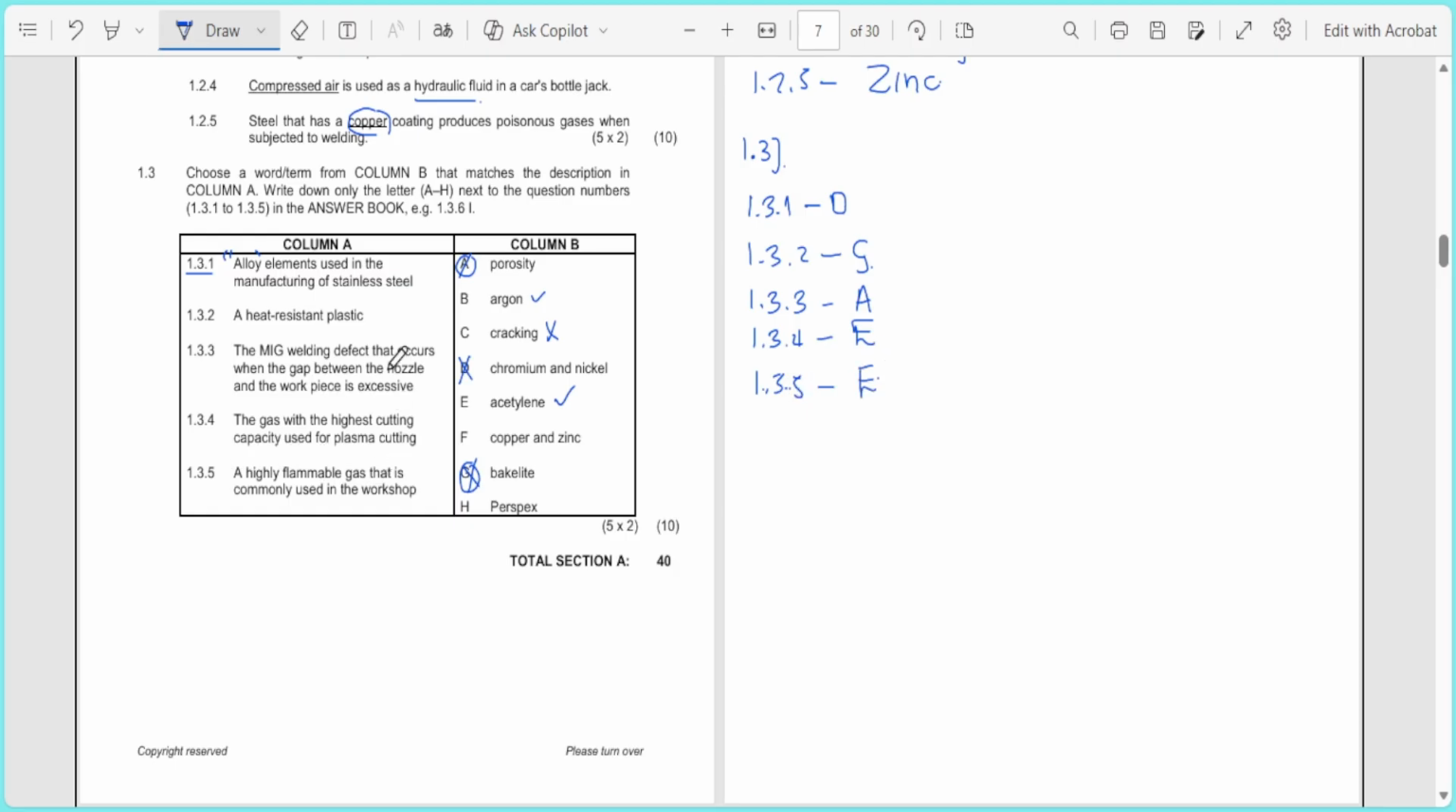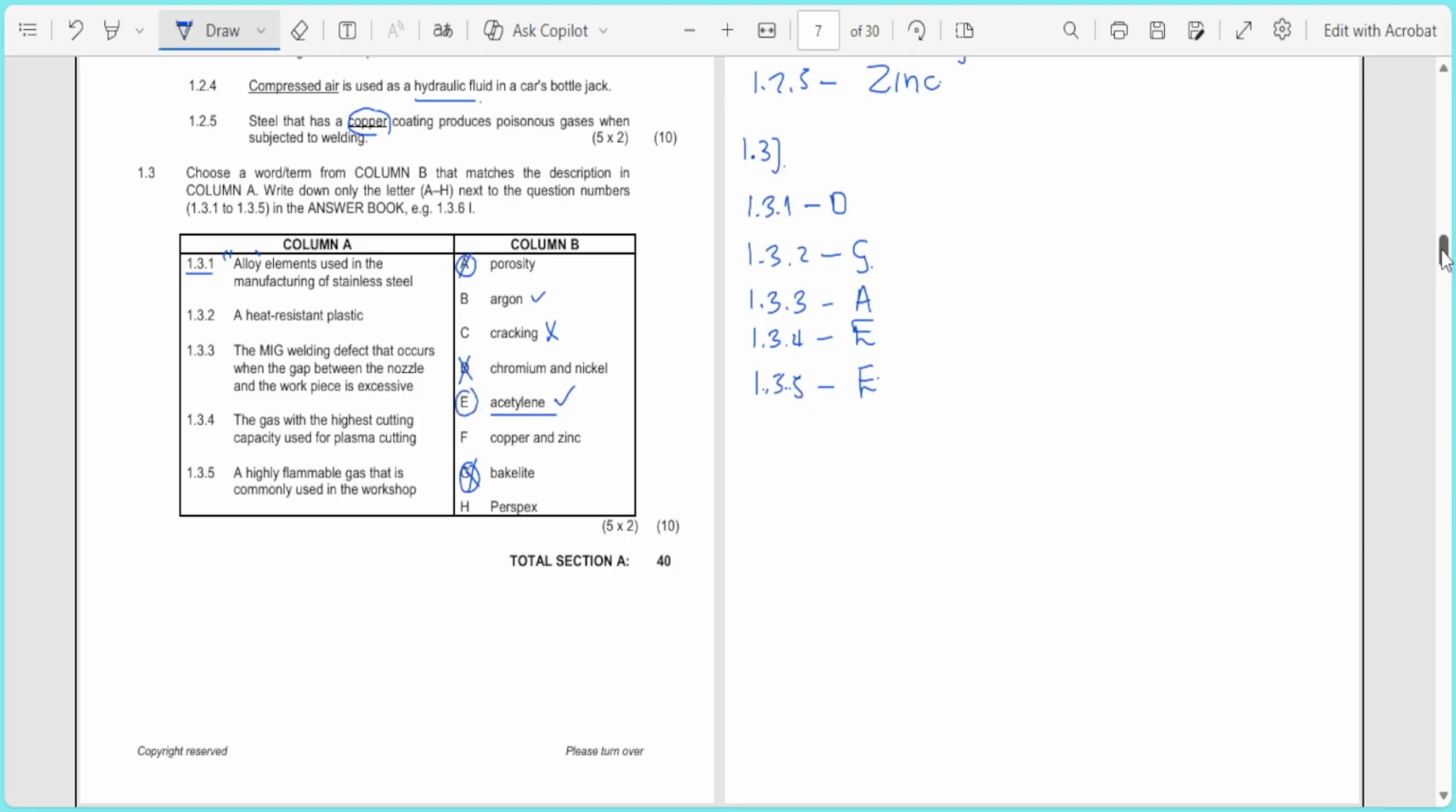Yeah, acetylene. A highly flammable gas that is commonly used in the workshop. It's definitely going to be acetylene. This is the primary fuel gas in oxy-fuel welding and cutting. So it's a common gas that is used in workshops. So E is going to be our answer for this one.